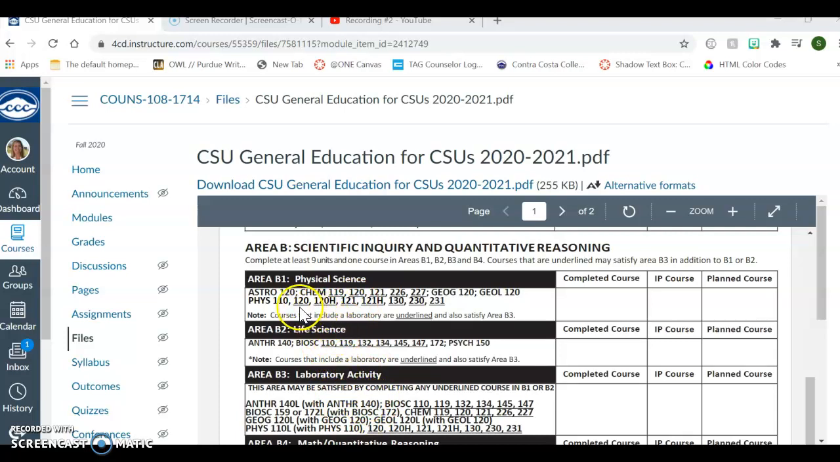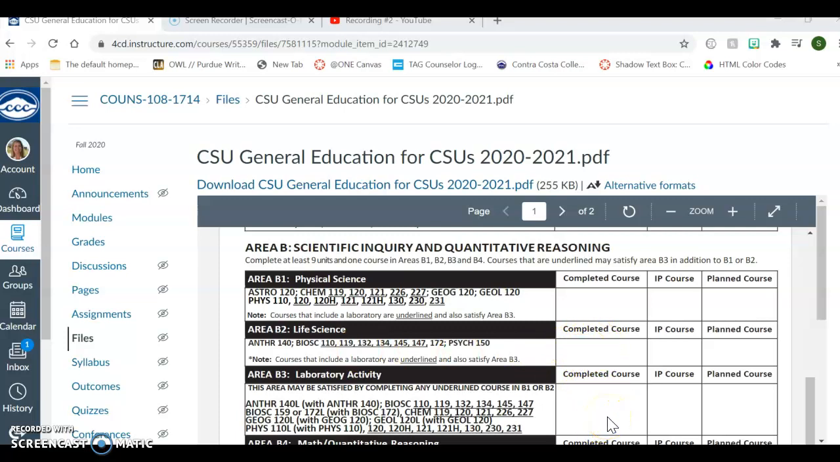If you note that some of these courses have underlines, that means that they are courses that have a lab built into them. Astronomy does not have a lab built into it. However, it doesn't have a lab you can add, whereas Physics 110 does not have a lab built in, but you can add the lab to fulfill this requirement. BioSci 110, on the other hand, is the lecture and the lab all combined, and you cannot break them apart. However, it would meet both the science and the lab requirement.